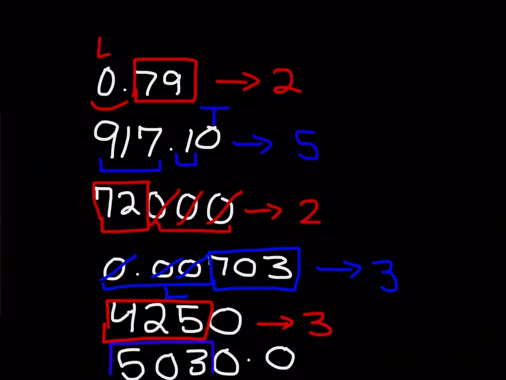Then we have a similar situation. The 5 and 3 are going to count, and the 0 in between is also going to count because it's in between two non-zero numbers, and the trailing zeros have a decimal point, so the whole number counts.